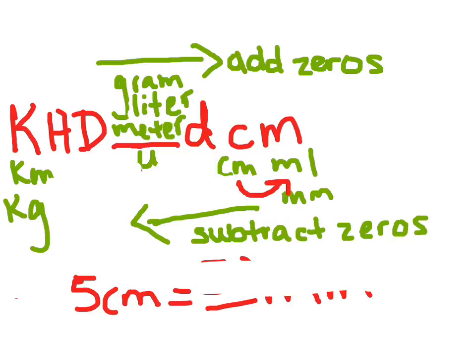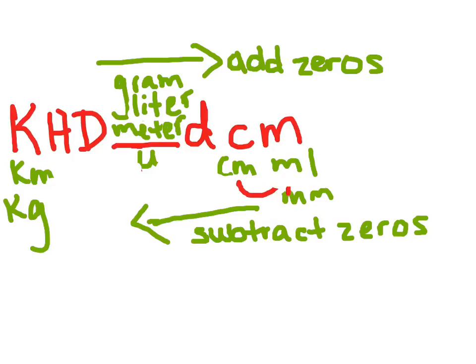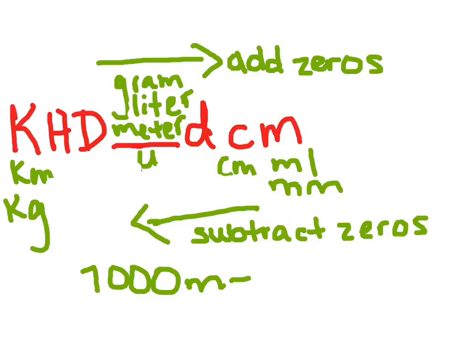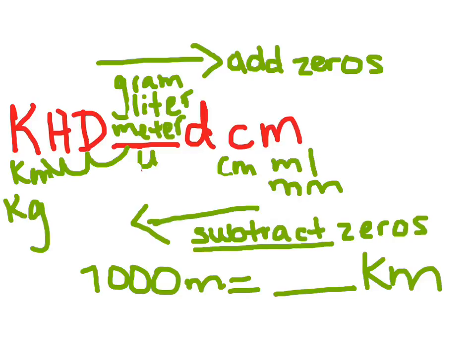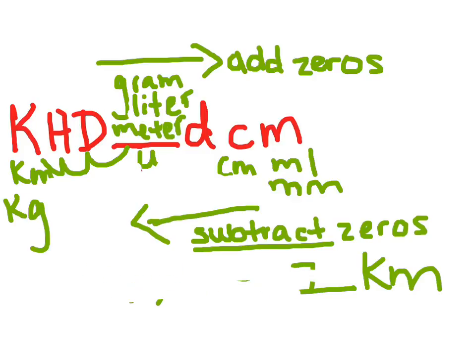Let's do an example where you have to take away zeros. Alright, so if we had 7,000 meters, how many kilometers would it equal? So we're going from meter, 1, 2, 3. So we're going in the direction to subtract. So we're going to take away 1, 2, 3. So your answer would be 7. It would be that simple if there are zeros.